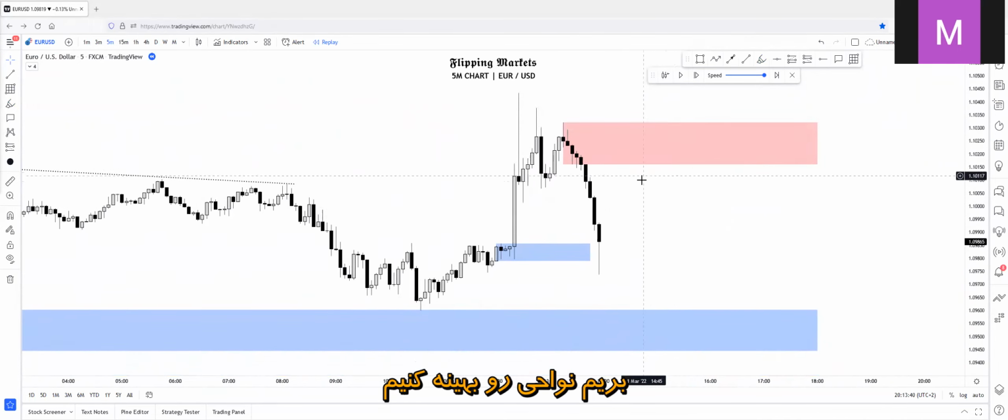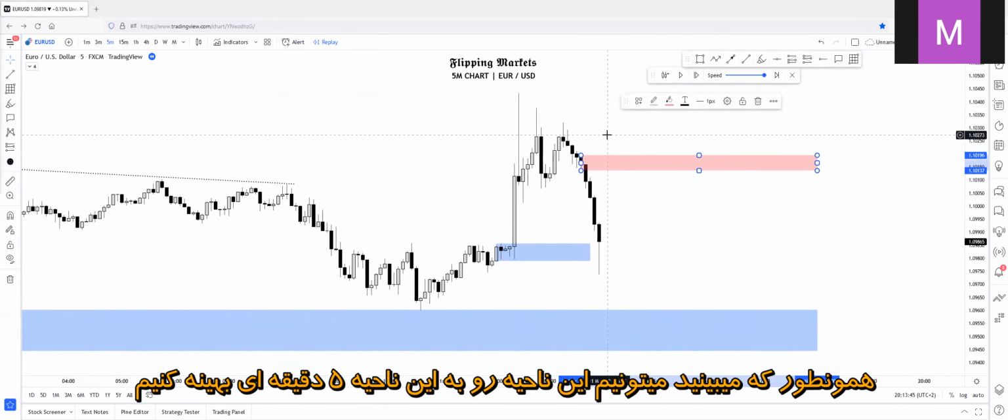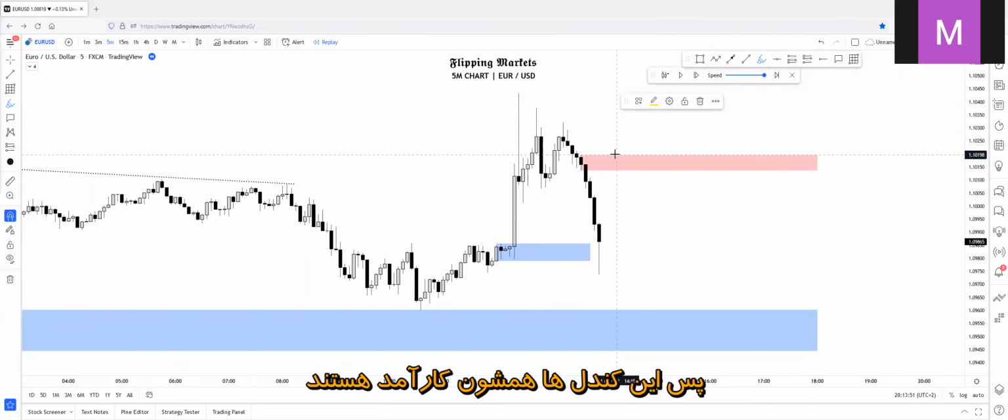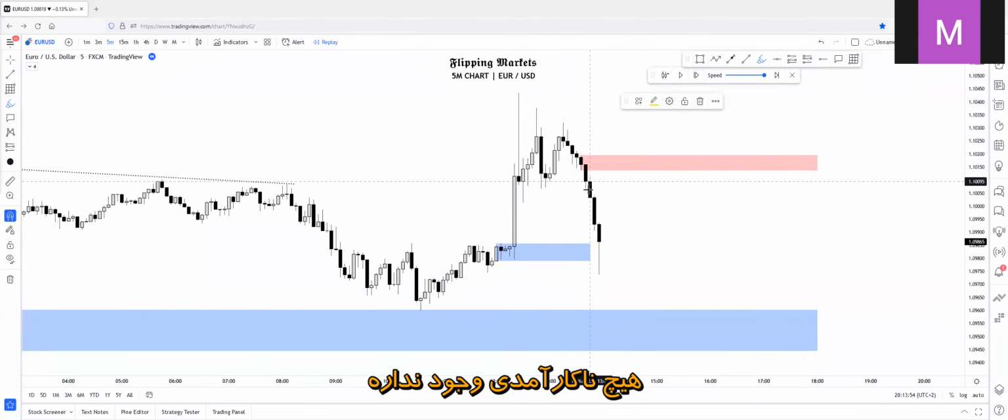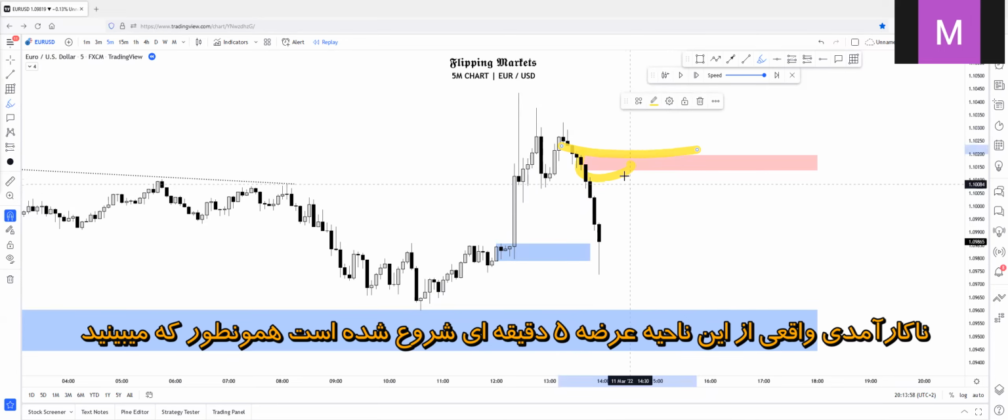Let's just refine this zone. And as you can see, we can perfectly refine this zone to this level on the 5-minute chart, because all of these movements above this 5-minute supply level are efficient. So these candles are efficient. There's no inefficiency on these candles. The real inefficiency has started from this 5-minute supply level here, as you can see.